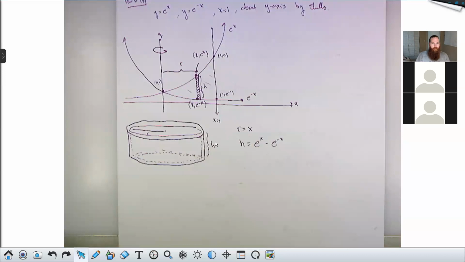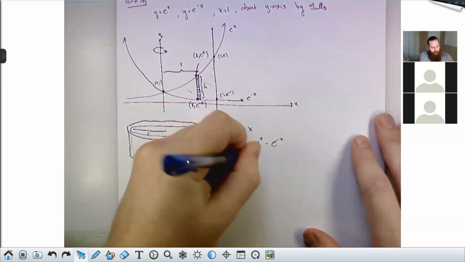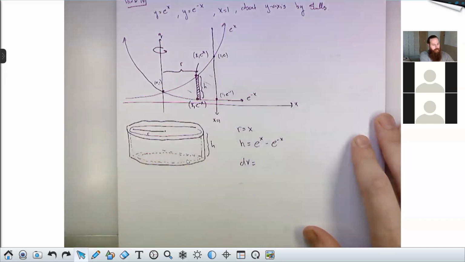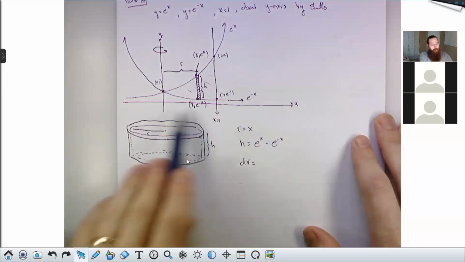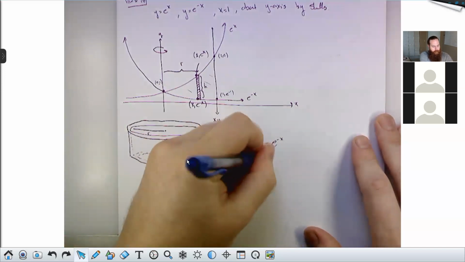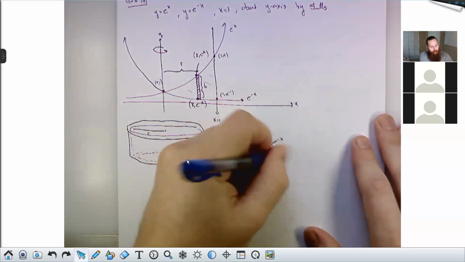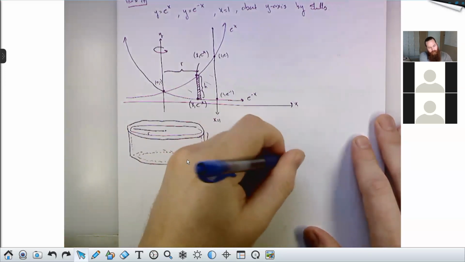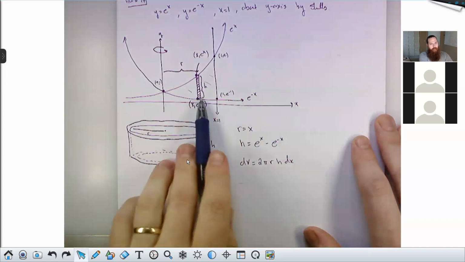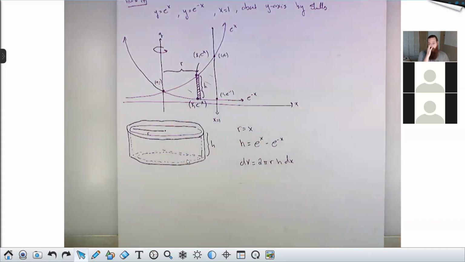And then remember the formula for dV. You can imagine coming in with sharp big scissors, cutting and unrolling the shell. So your dV is the height times the thickness times the circumference of that circle. That's 2 pi r times h times dx in this case, because the thickness of my strip is an x thickness.